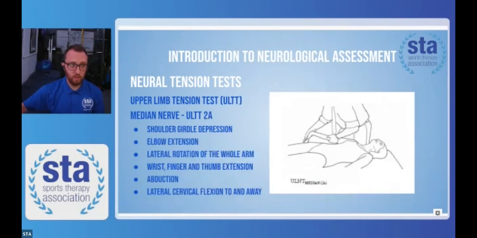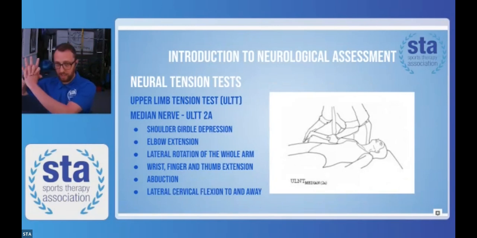Next one is median nerve again. Start with shoulder girdle depression, elbow extension, lateral rotation of the whole arm. You're in that position. Wrist, finger, thumb extension. I tend to put my hand in theirs, move back.